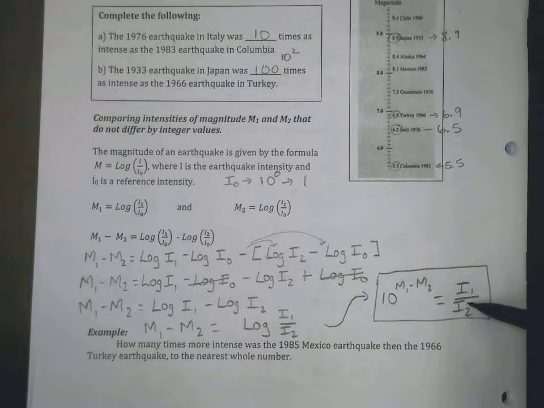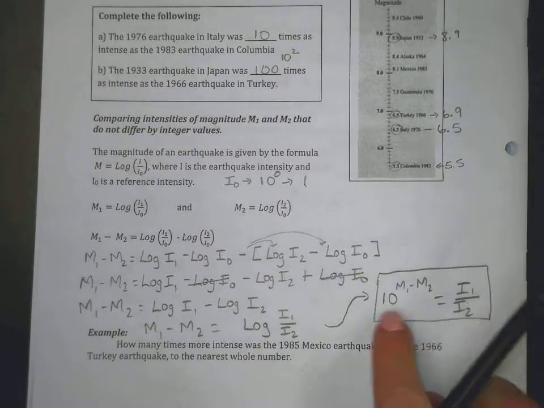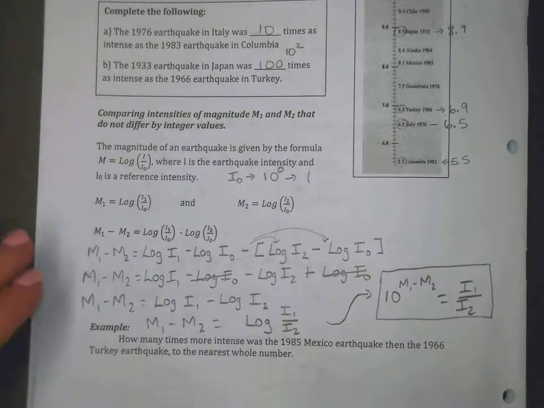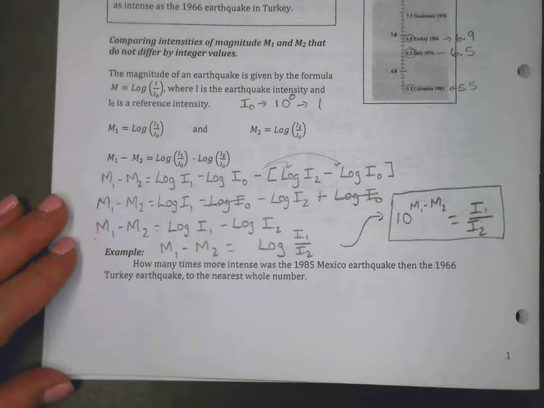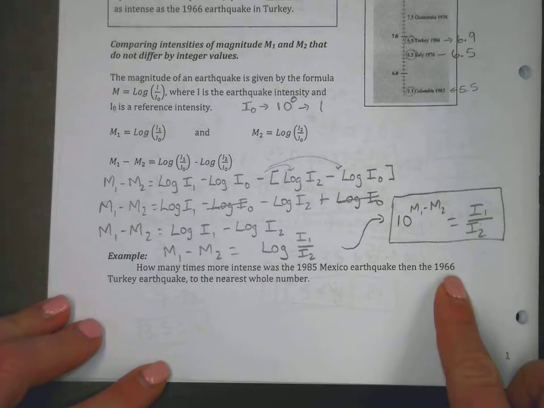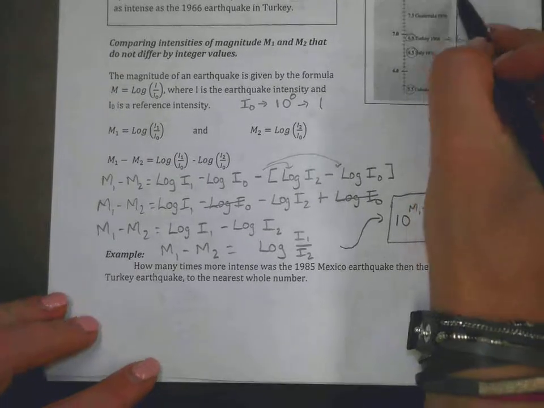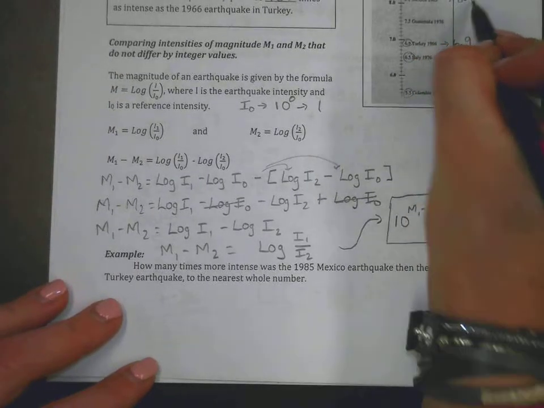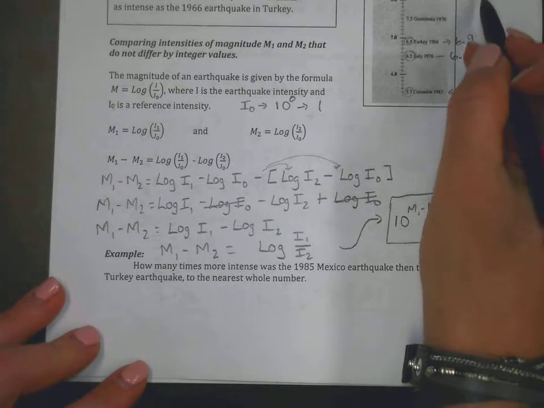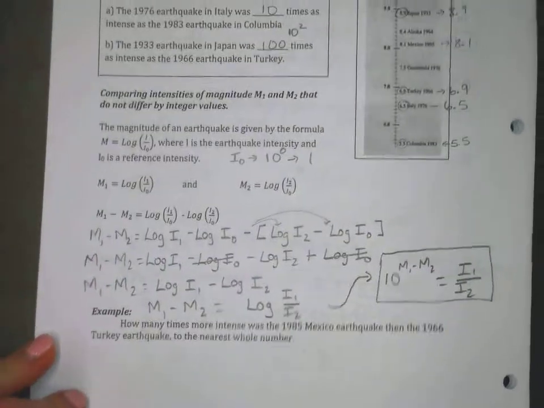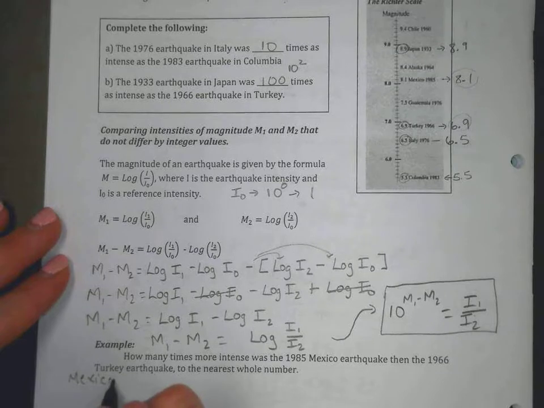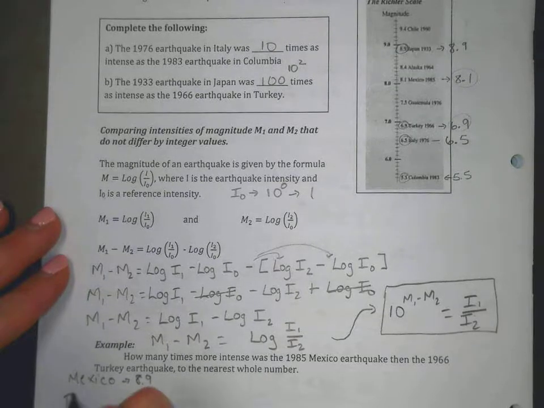So how many times more intense was the 1985 Mexico earthquake than the 1966 Turkey earthquake? Well, Mexico hit a Richter scale of 8.1, versus the Turkey earthquake, which hit a Richter scale of 6.9. Okay, so Mexico was 8.1, and Turkey was 6.9.